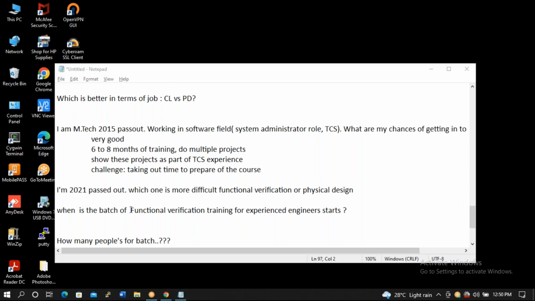Yeah. The next question. When is the batch of functional verification training for experienced people starting? It is starting this week. I mean, tomorrow it is starting. That is on 22nd of August. You see, it's not physical design related. It's starting tomorrow, and he's asking for experience. Please connect with the institute admin. Admin will help with details.